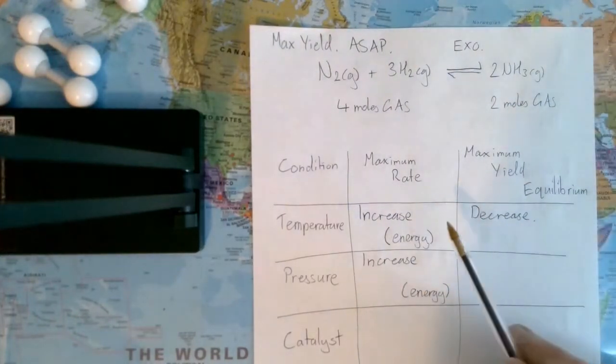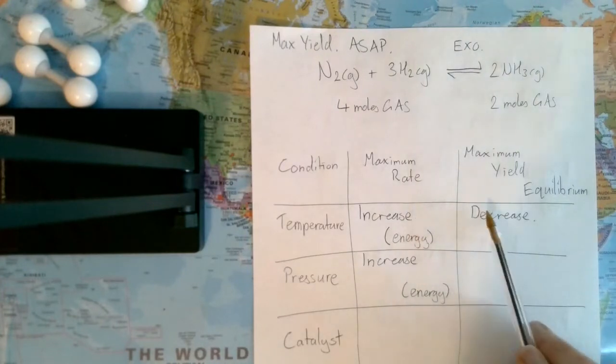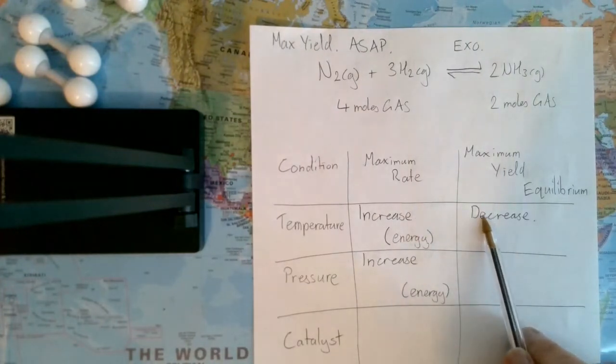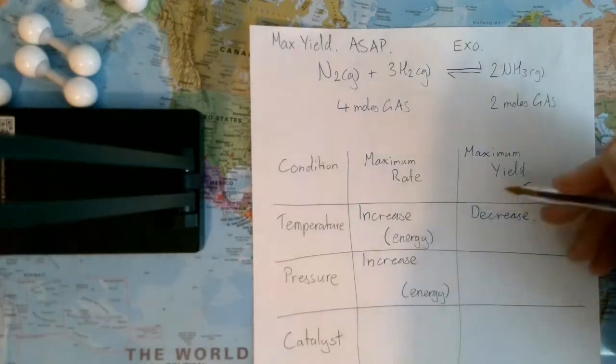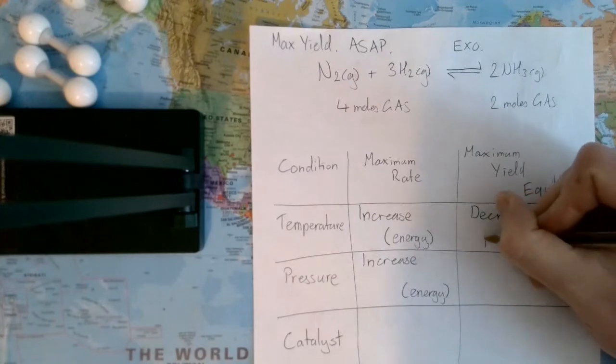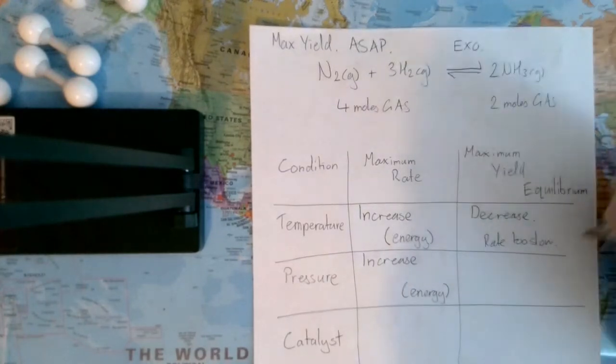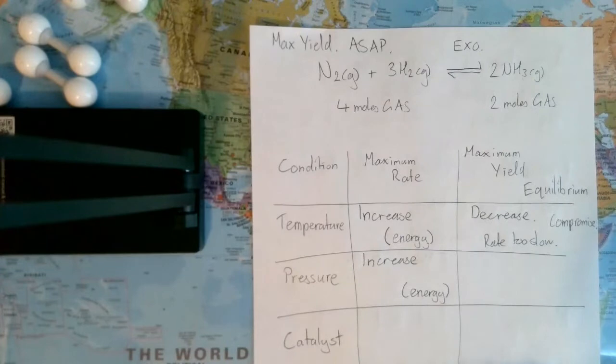Now, you'll notice here, to get as fast as possible, we want to increase temperature. But to get as much as possible, we have to decrease temperature. If we decrease the temperature too much, the rate would be too slow. So what we have to do is compromise, and we need to use conditions that are not too hot and not too cold.